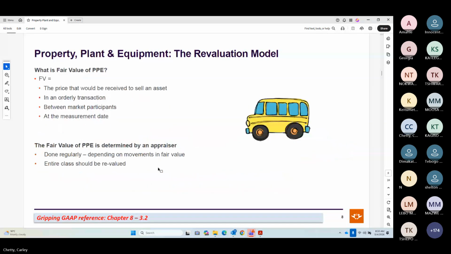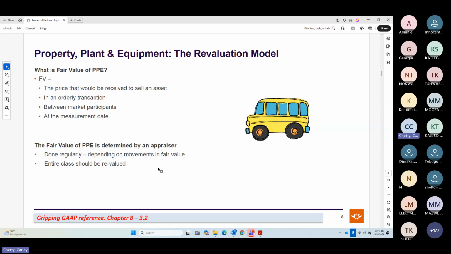Okay. So what is fair value? When we say that we need to measure the asset at fair value, what does it mean? This is the price that would be received to sell an asset in an orderly transaction between market participants at the measurement date. So the fair value of PPE is going to be determined by an appraiser. And this is going to be determined regularly, and how often it is going to be appraised will depend on movements in fair value.